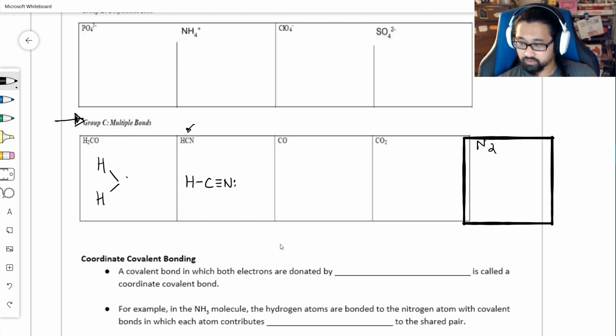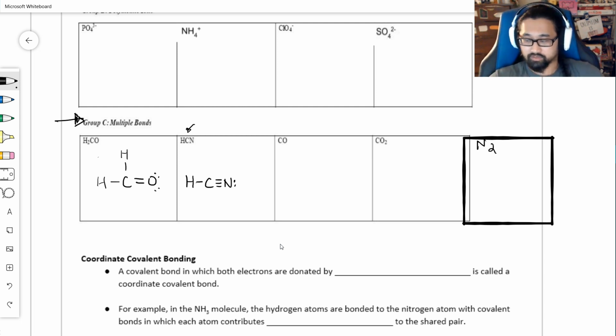Interestingly, it will end up looking like this. Now, you didn't have to. You could have left your hydrogens up here and over here, or flip one of them down, or flip the other one down. That's fine. That's what H2CO looks like. 2 hydrogens, 1 carbon, 1 oxygen. It's a multiple bond because you have a double bond between carbon and oxygen.